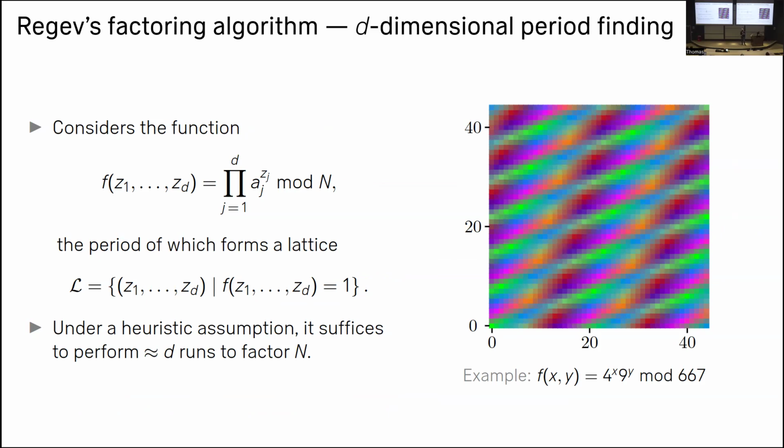To actually factor the target integer, Regev also relies upon a heuristic assumption, under which he can argue that given essentially D runs of the quantum algorithm, or output from D runs, he can jointly post-process these and factor the target integer.